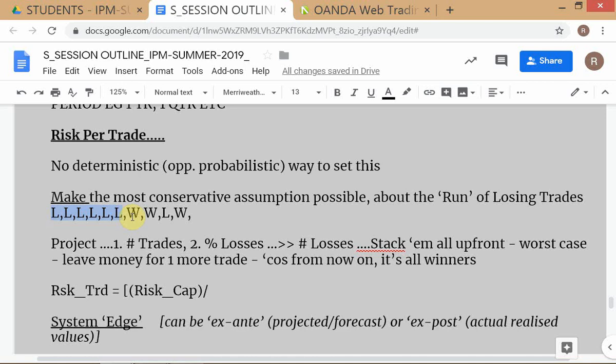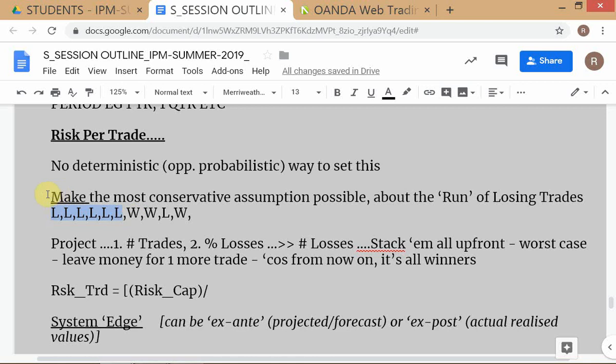So therefore now I'm going to make it so that after 375 losers, everything else will be a winner after that. So I want to have enough capital to be able to survive those 375 losses and still make the next trade, and after that it will be all winners. Okay, are you following my logic? How the situation is visualized, how you make the most conservative assumption.